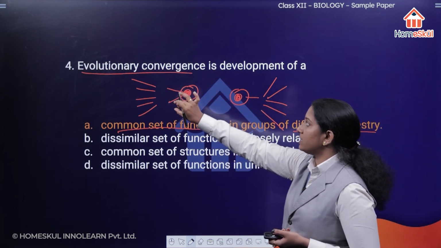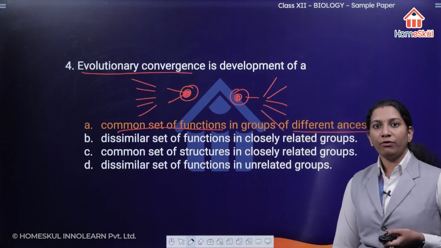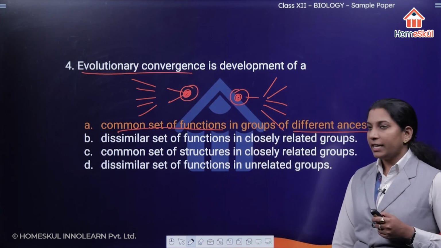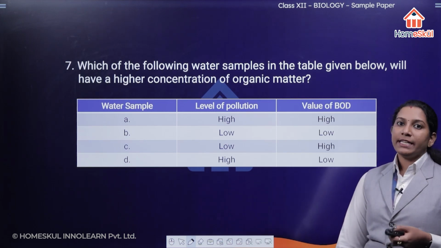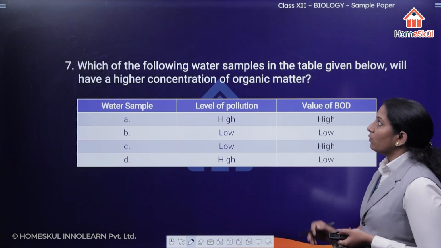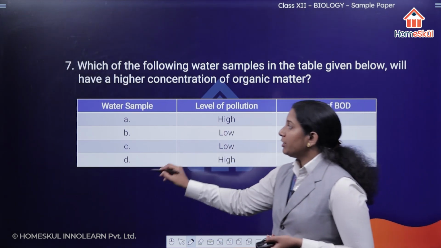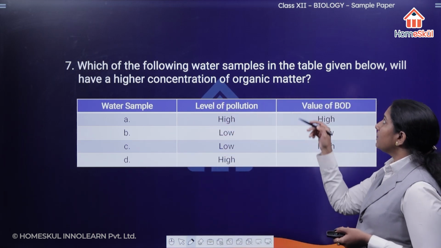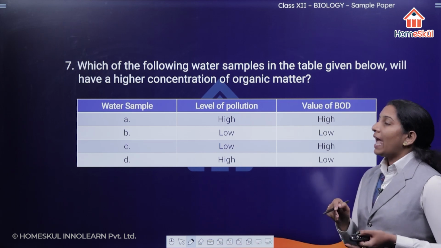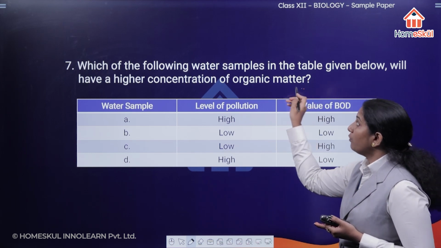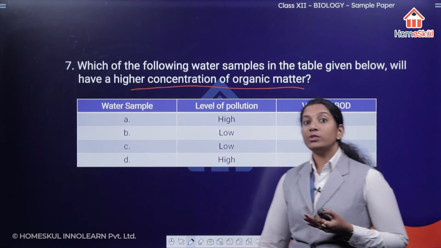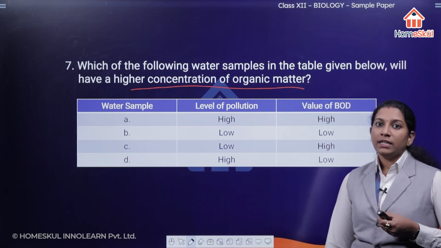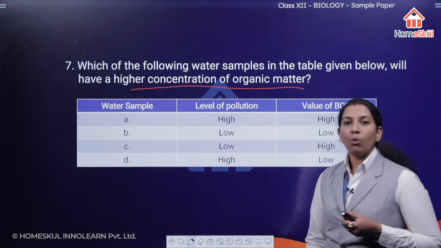From a group of different ancestry, it will be forming a common set of functions in a single organism, right? Then here you can see a column, that is, which of the following water samples. You can see different water samples A, B, C and D. Okay, so which of the following water samples in the table given below will have a higher concentration of organic matter? High concentration of organic matter, that you can find in which of these water samples?